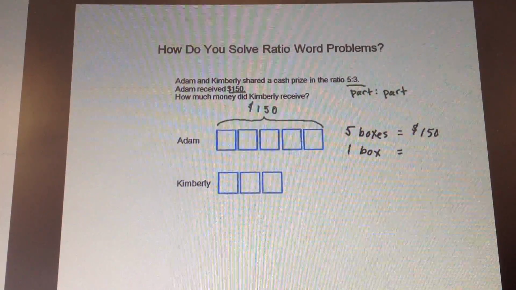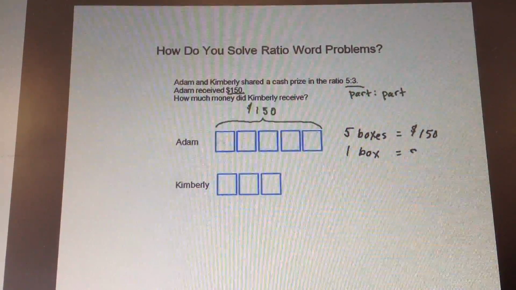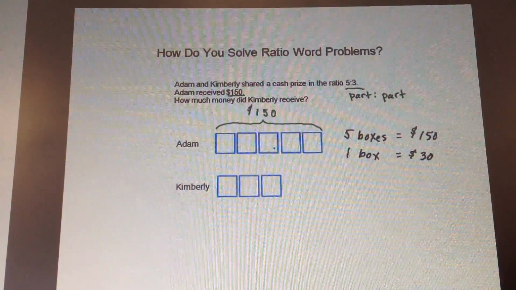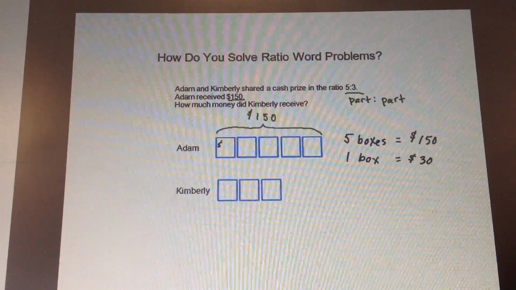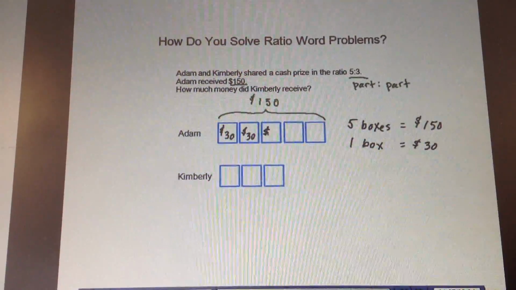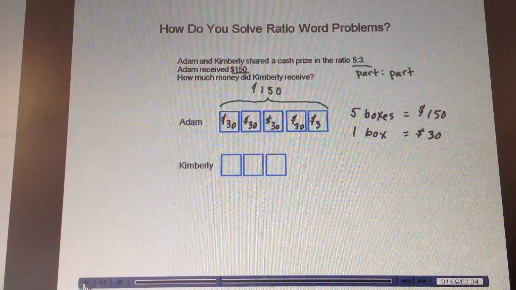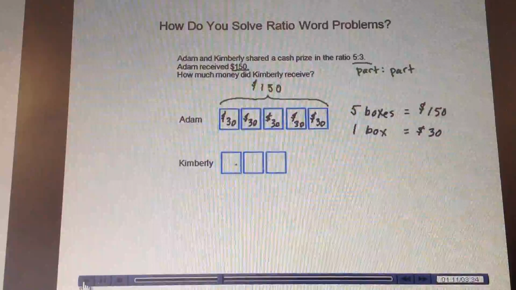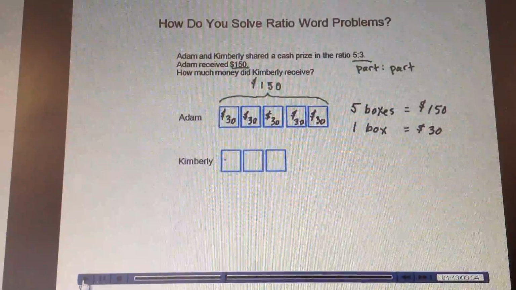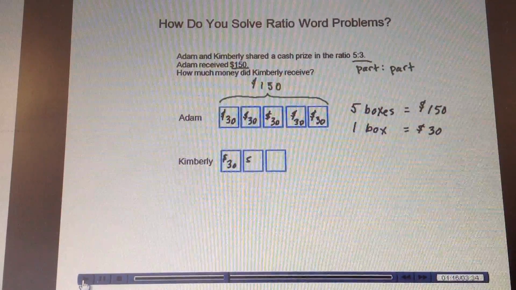Well, to find that, all we need to do is divide 150 by 5. That gives us $30. So each one of these boxes represents $30. Since all of the boxes are the same size, and Kimberly's boxes are the same as Adam's boxes, that means that each one of Kimberly's boxes must also have a value of $30.